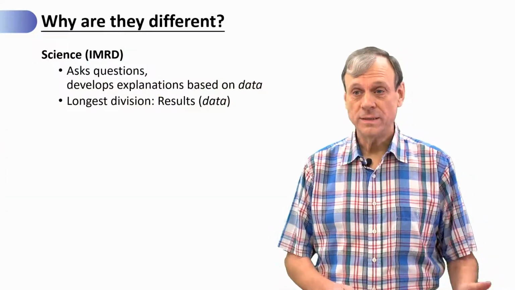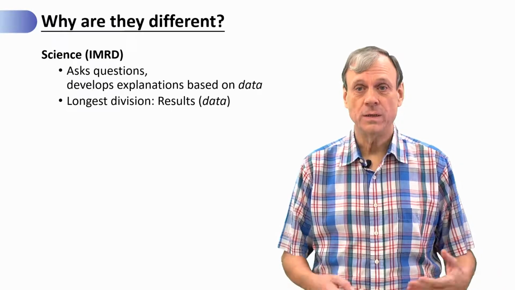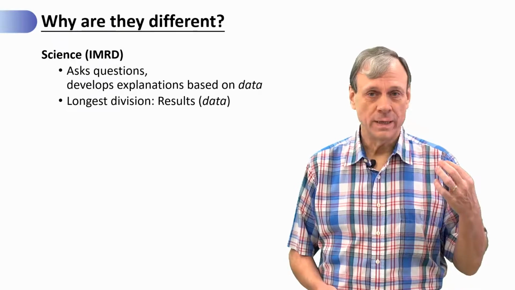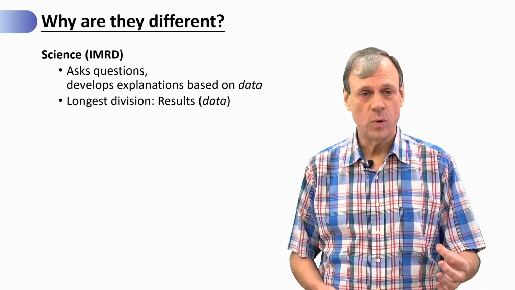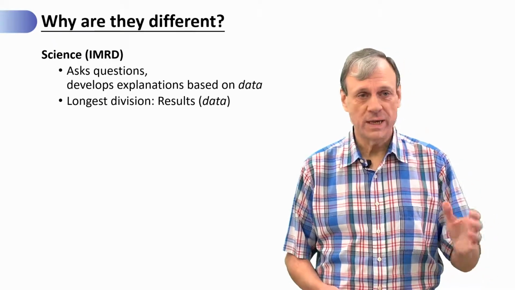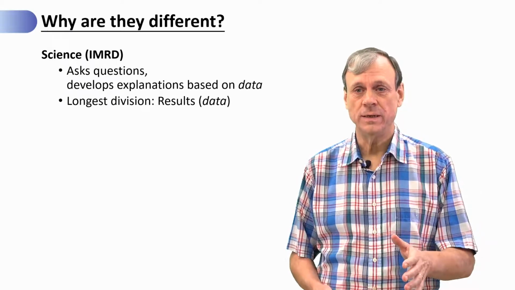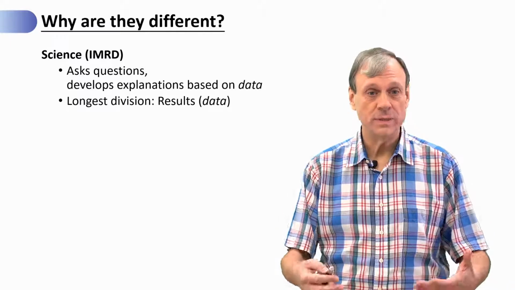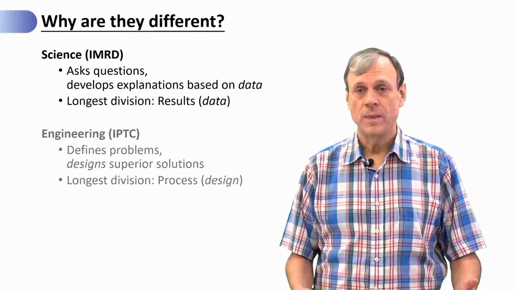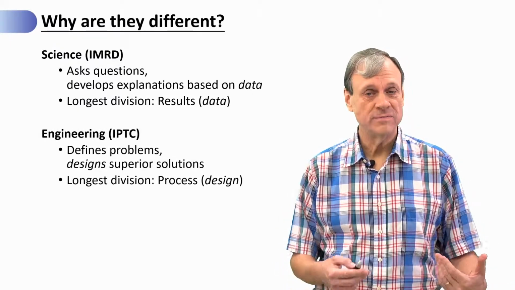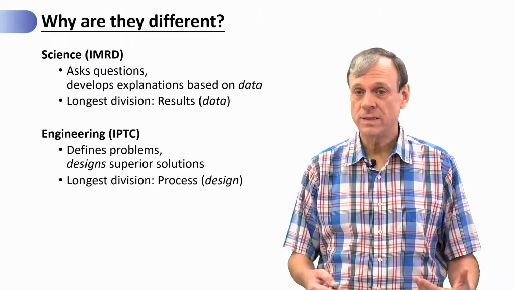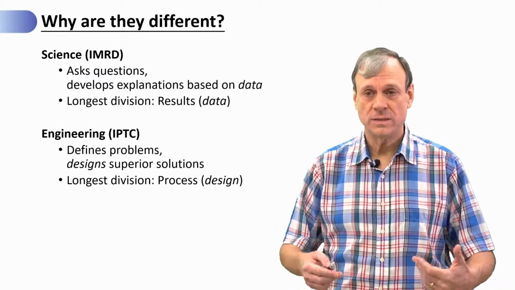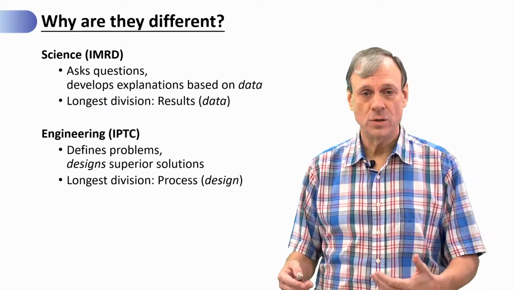So again, this answers the question that we asked at the beginning. Why are science and engineering so different? Because again, science begins by asking questions and then develops explanations based on the data. And so the longest division is the results division, where the data are presented. On the other hand, engineering defines problems and then designs superior solutions. And so the longest division is the process division that shows the design.